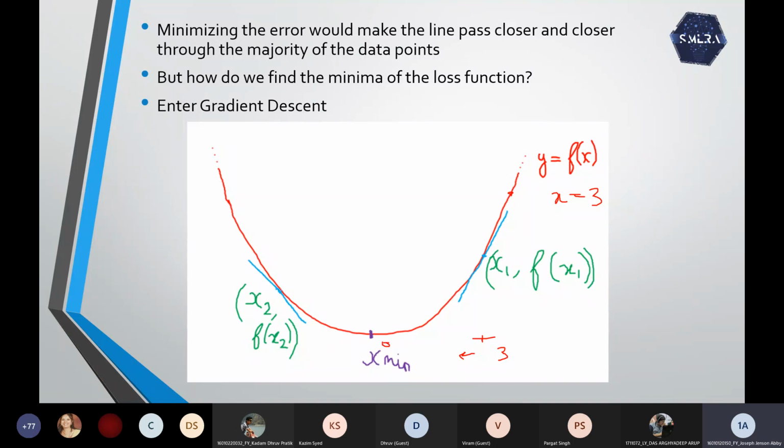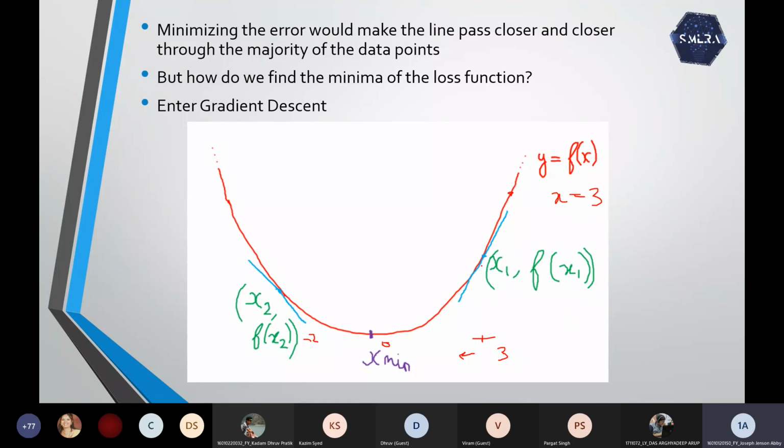Say suppose you are at -2. This x value here is -2. You need to go ahead, so you need to add a value to this -2 so that you reach 0. So giving it in general for x1: if x1 is ahead of the minima, you need to subtract a value from x1 so that you reach the minima.